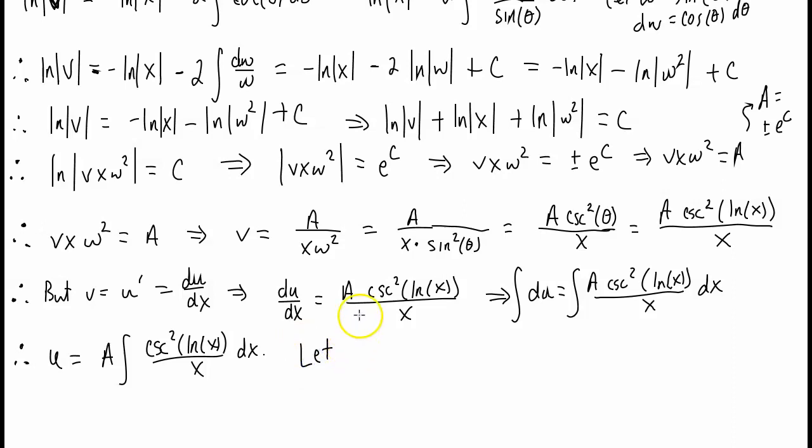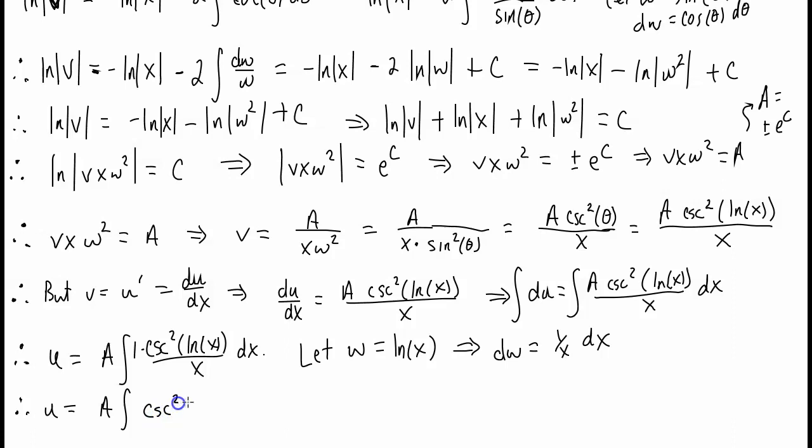And let's say, and I'm going to use w this time, so let w equal natural log of x. And that would imply that dw is going to be 1 over x dx. Okay. So when we come here, the understood 1 divided by x dx, all that's going to be dw. And of course, natural log of x will just be w. So we'll just have cosecant squared of w dw. Okay.